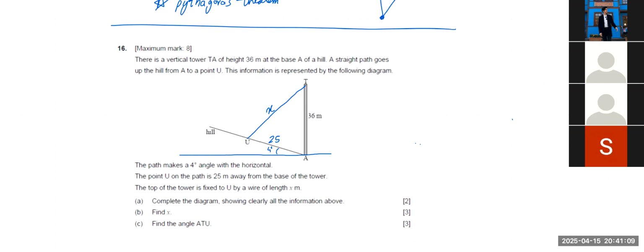Now, find X. The first thing I notice is that since the tower is vertical, this is 90 degrees, the whole thing. If this is 90 degrees, then this must be 90 minus 4, which is 86 degrees, right? Okay, interesting. What do you think? Which rule can I use in this case? Can I use the SOHCAHTOA stuff, by the way?